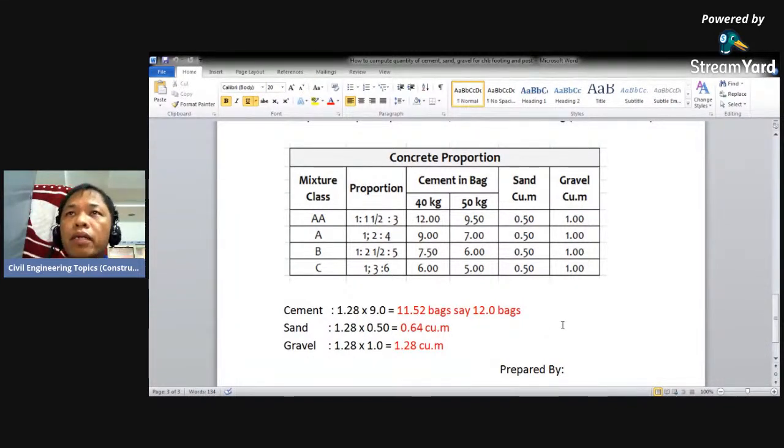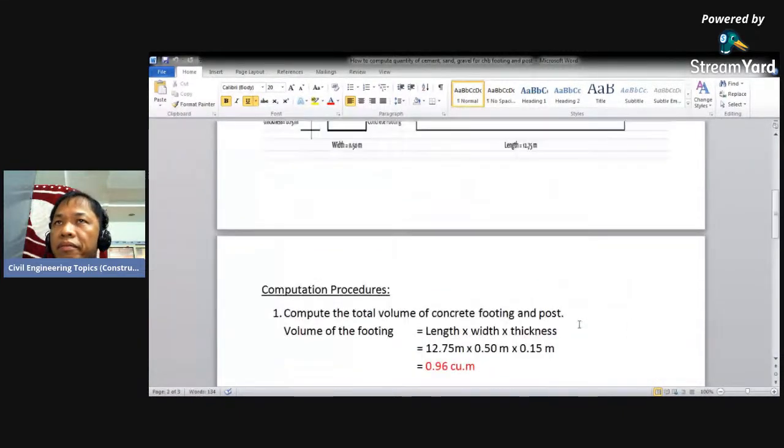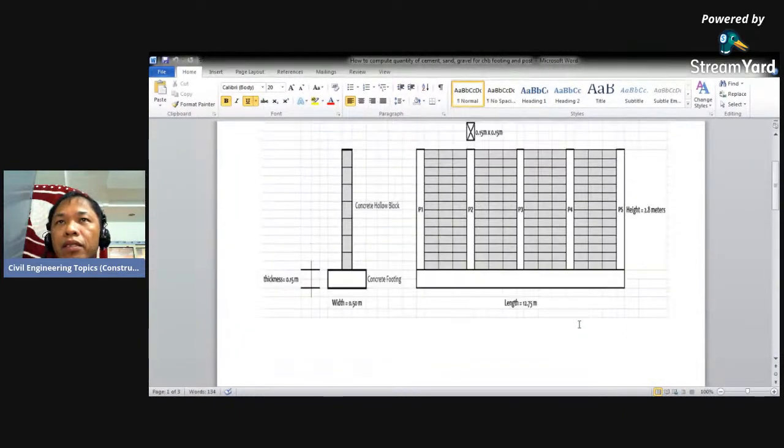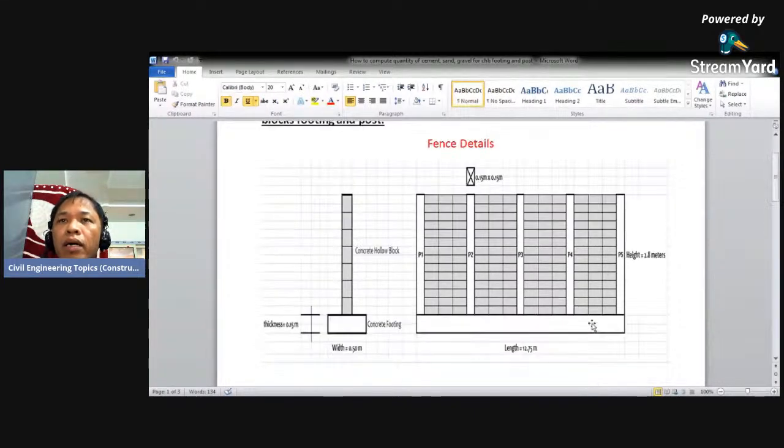Okay, this is for the topic for today. And by next Saturday, if God's will, we will compute the rebars and the tie wires we need for this fence, these details.